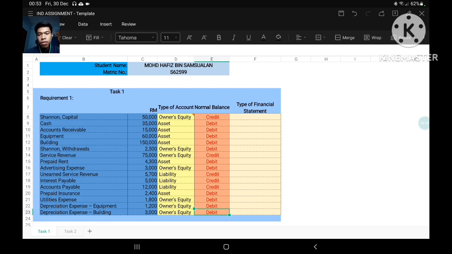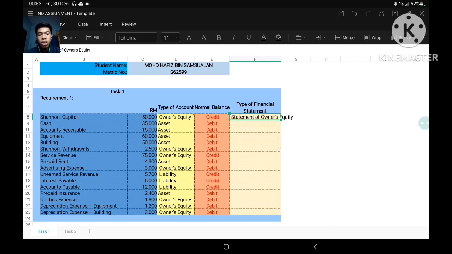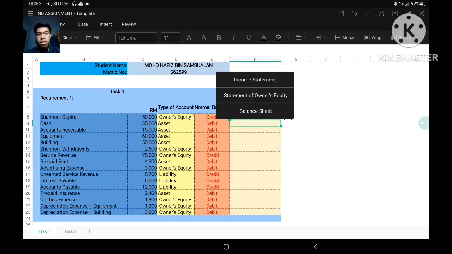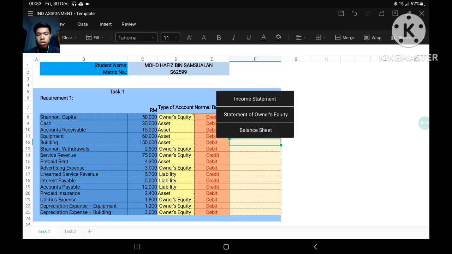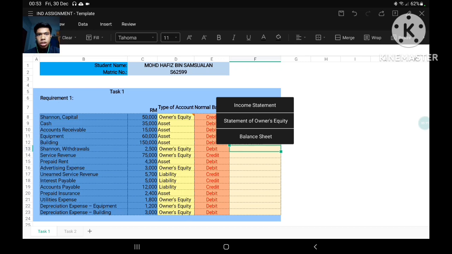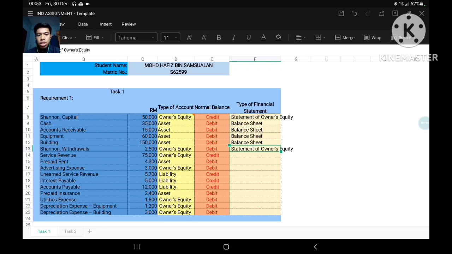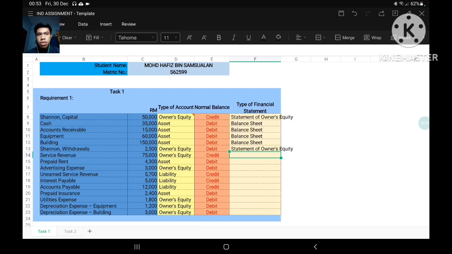And the last is the type of financial statement. The first, Shannon's capital is statement of owner's equity. Cash is balance sheet. Account receivable balance sheet. Equipment also balance sheet. Building balance sheet. Shannon withdraw is statement of owner's equity. Service revenue is income statement.